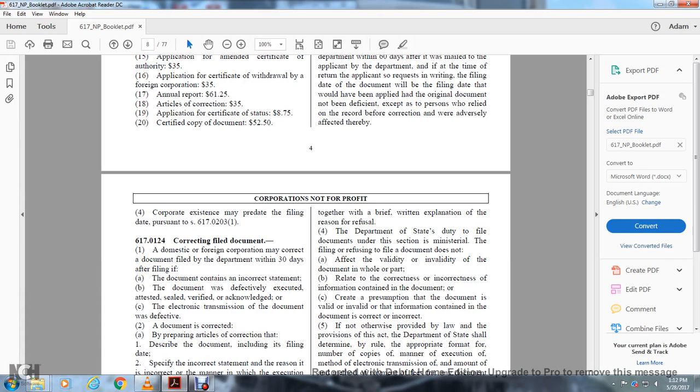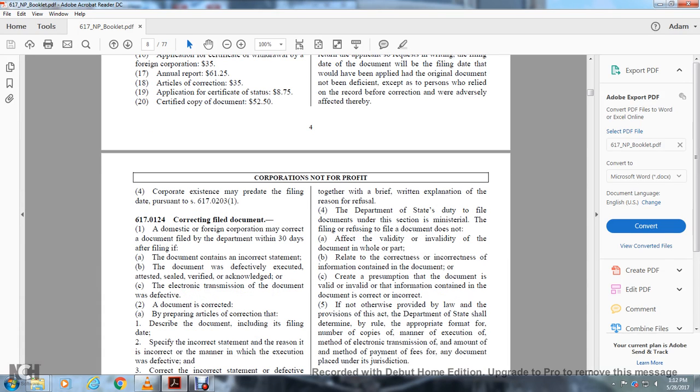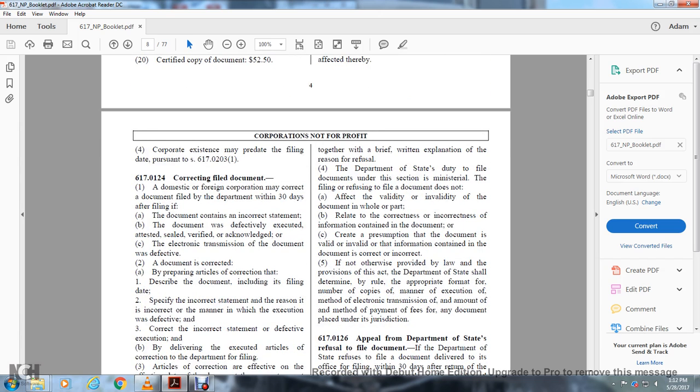1. 617-121, correcting filed documents. A domestic or foreign corporation may correct a document filed with the Department within 30 days after filing if: the document contains an incorrect statement; the document was defectively executed, attested, sealed, verified, or acknowledged; or the electronic transmission of the document was defective.